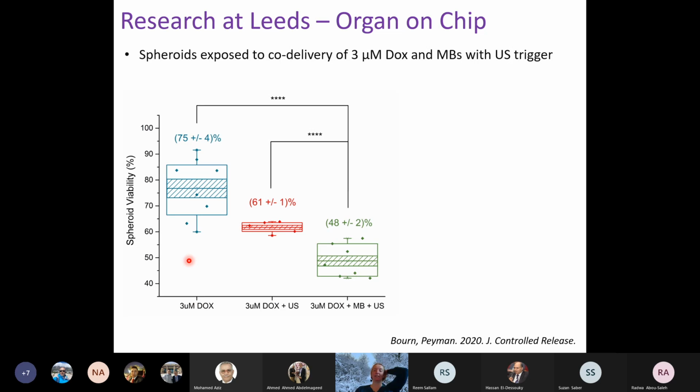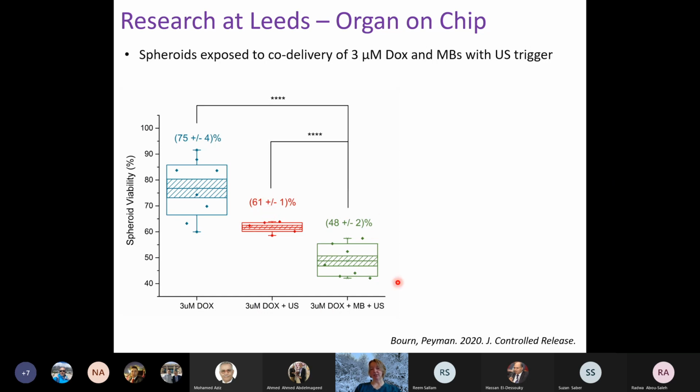If we look at that quantitatively, we can see that if we just expose the spheroids to DOX only without any microbubbles, then they still tend to be about 80% viable, so only about 20% or 25% have died. If we put DOX in there and just do the ultrasound, so no microbubbles, then we do get more cell death associated with that ultrasound, so maybe 40% of the cells die.